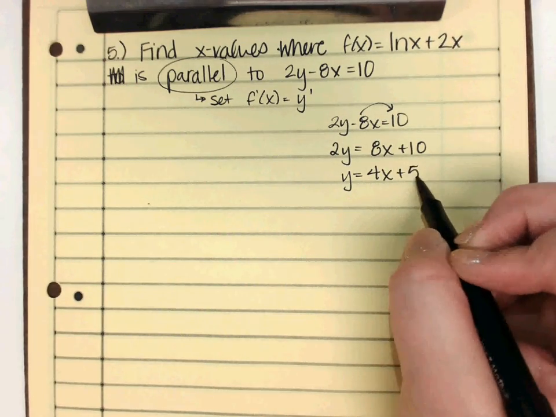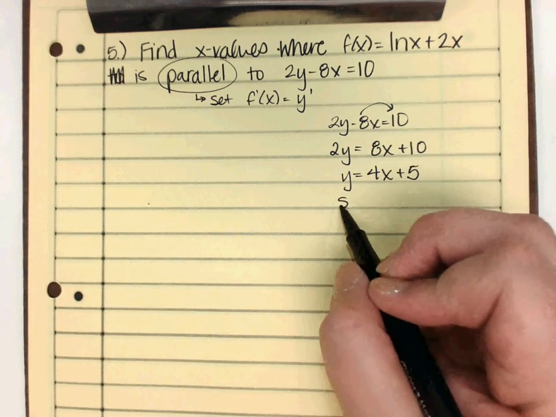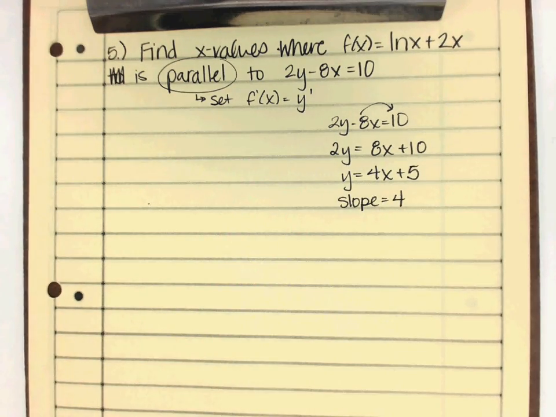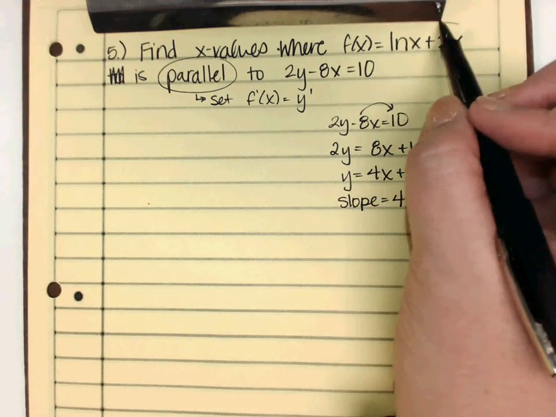4x plus 5. Now, what's the slope of that line? 4. I want to be parallel to 4. Then what do I need to do? Take the derivative, set it equal to 4. Got it? Okay, so take the derivative here.